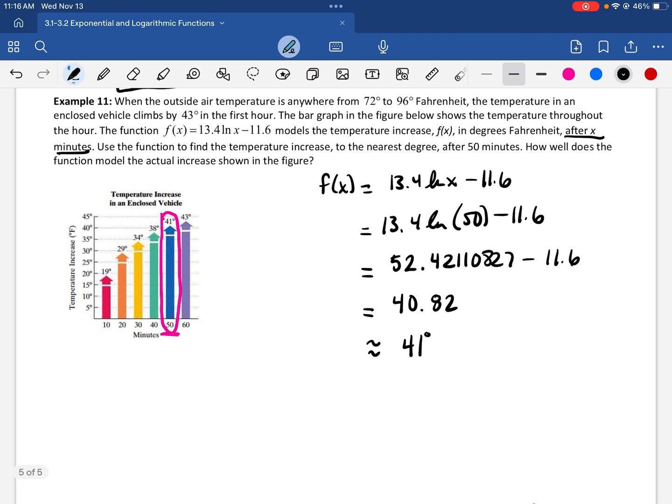All right, so that completes sections 3.1 and 3.2. Again, I'll post a separate video that shows you where some of these buttons are on the calculator so that you can go through and know where they are.